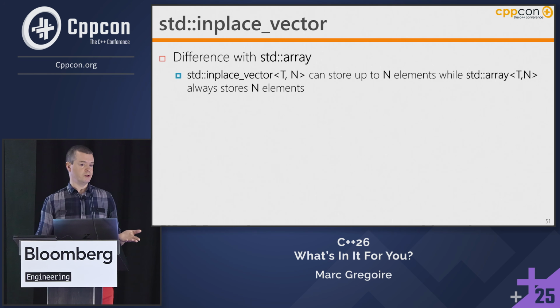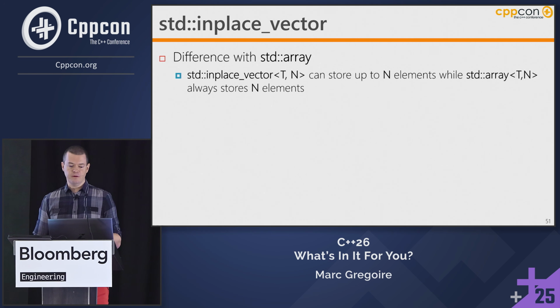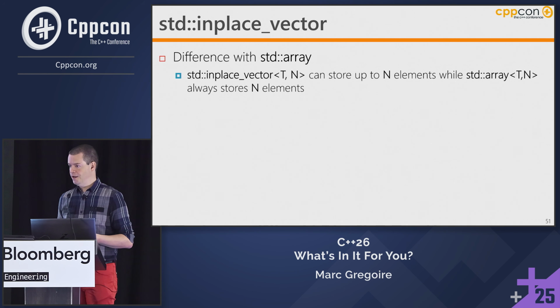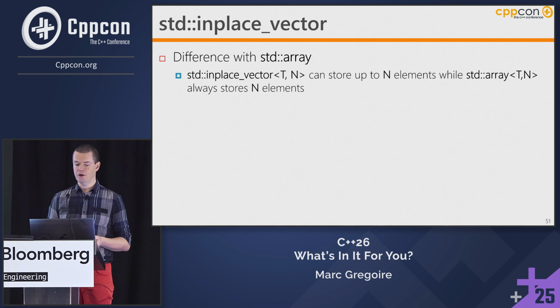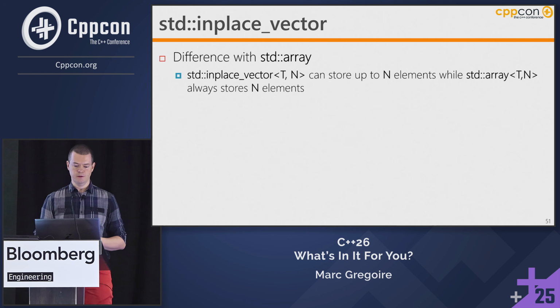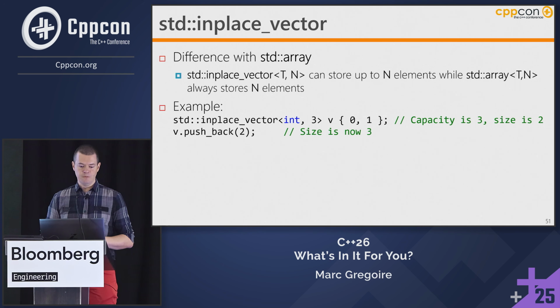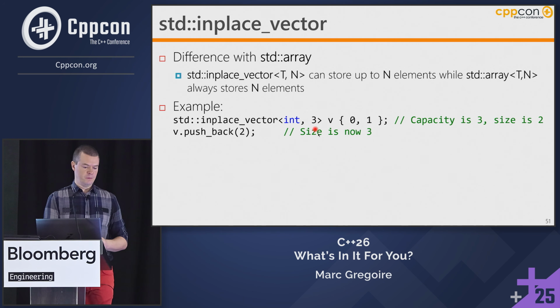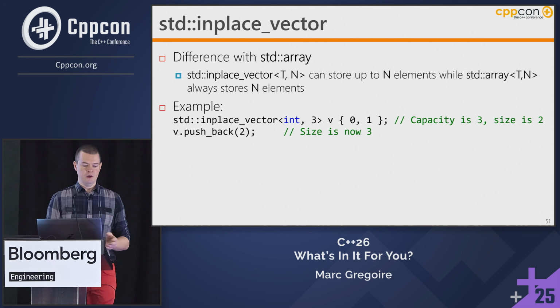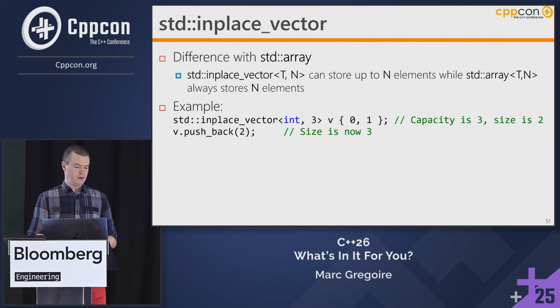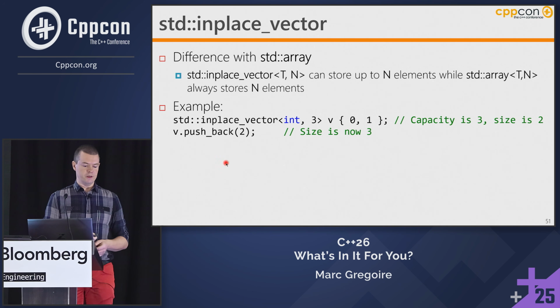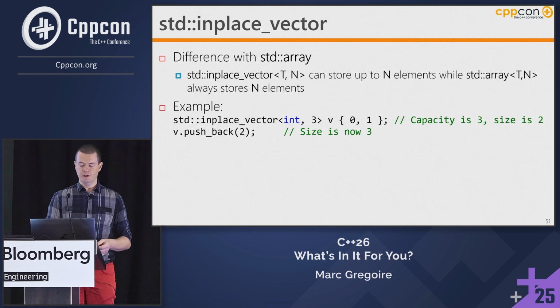So what is the difference with std::array? An inplace_vector<T, N> can store up to N elements, while a std::array always stores N elements. So inplace_vector is dynamic. Simple example here, we define an inplace_vector with capacity 3, so fixed at compile time. We store 2 elements in it, so the size becomes 2. We store a third element in it, size becomes 3.